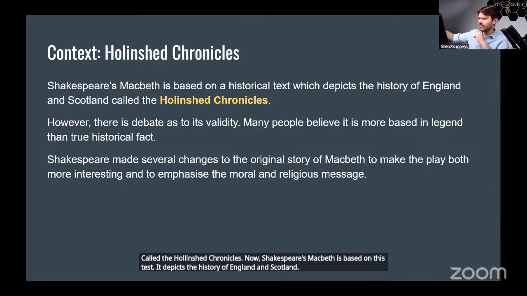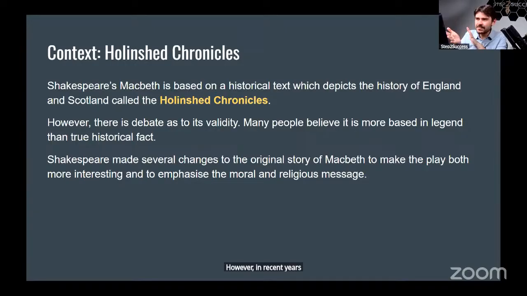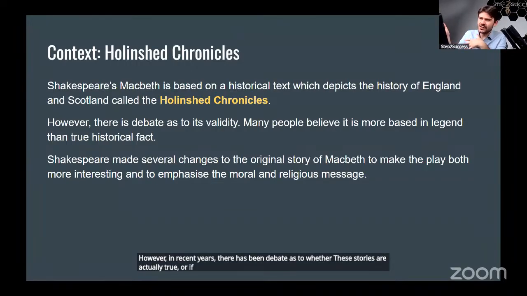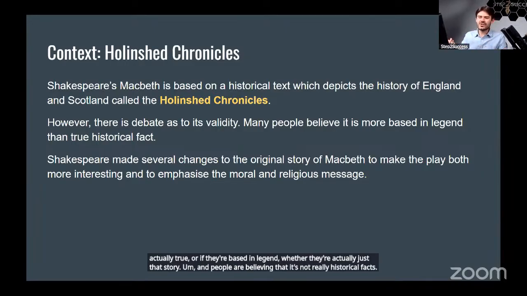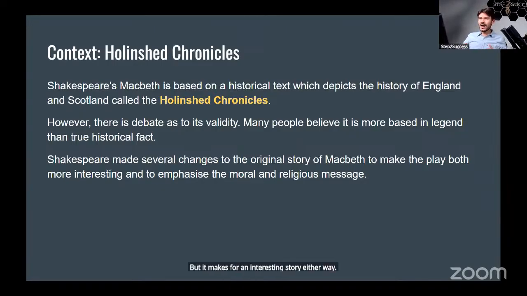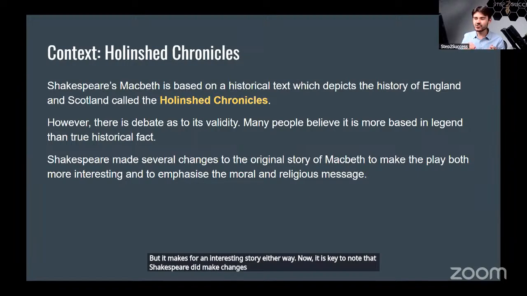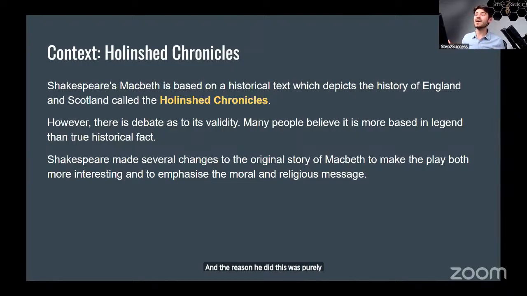However, in recent years, there has been debate as to whether these stories are actually true or if they're based in legend, whether they're actually just that, stories. And people are believing that it's not really historical facts, but it makes for an interesting story either way. Now, it is key to note that Shakespeare did make changes to the story. He didn't copy it outright. He did make the play more interesting. And the reason he did this was purely to emphasize a moral message.